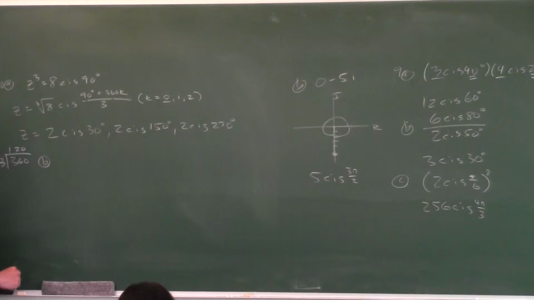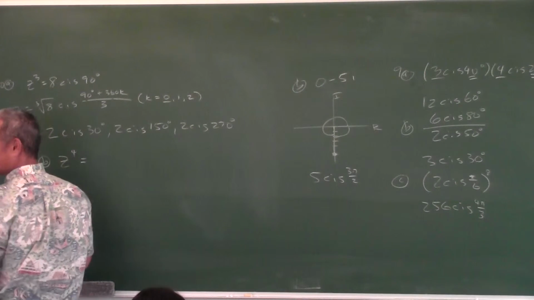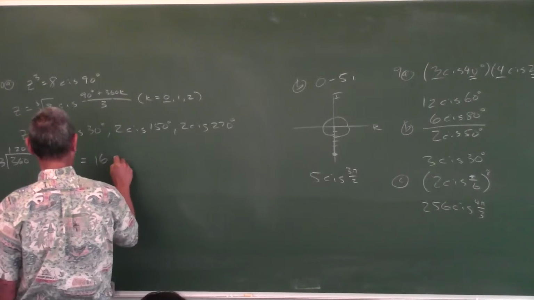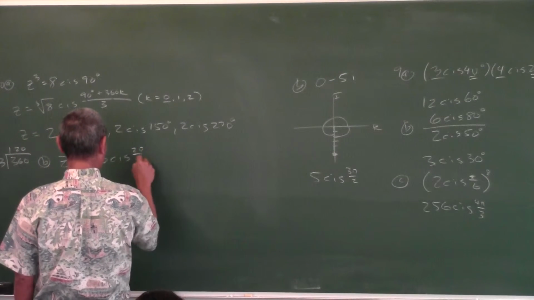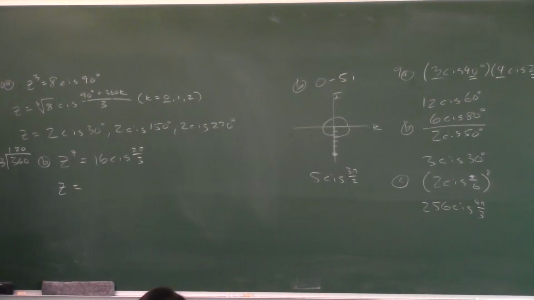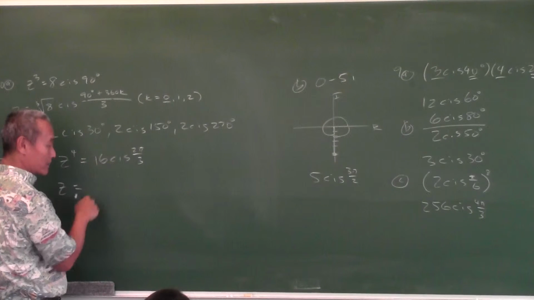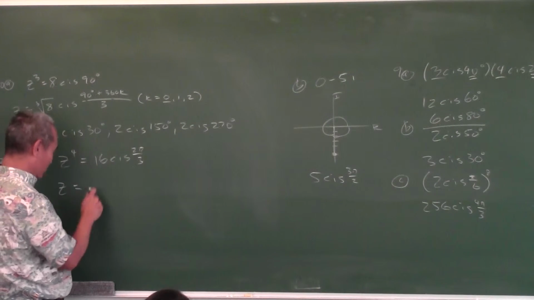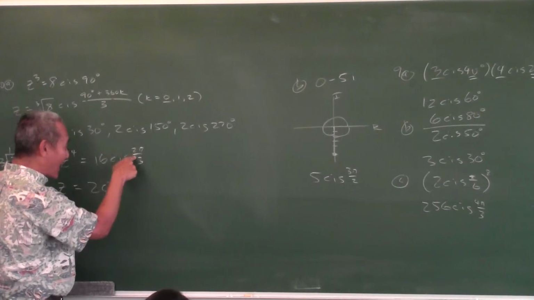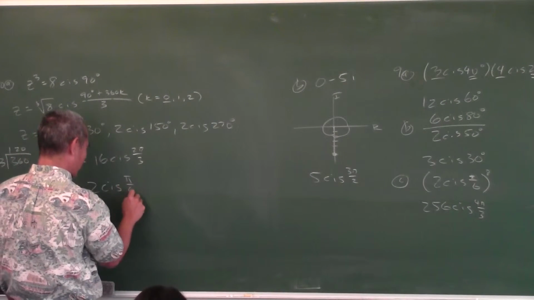That makes it easy. So in problem B, you got z to the 4 is equal to 16 cis 2 pi over 3. Okay, you know what? I'm not going to write the formula. We're just going to go straight to it. So what you do is you take the 4th root of 16, 2, and then you divide that angle by 4, which is like multiplying by 1/4, pi over 6. Okay, so that's the first answer.